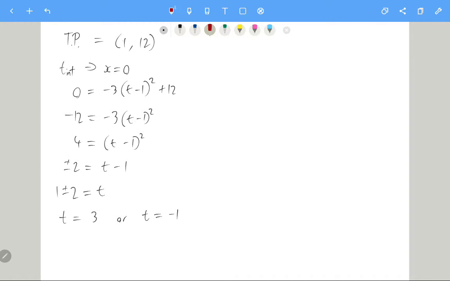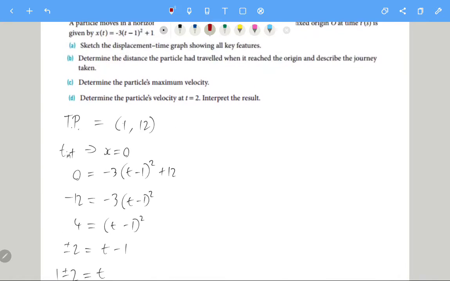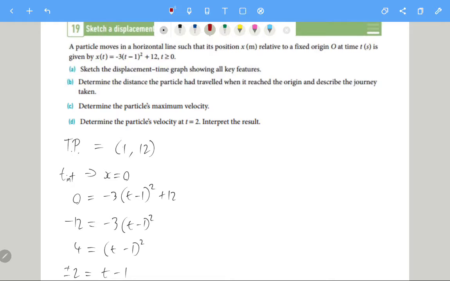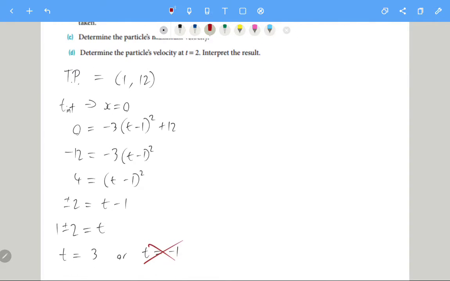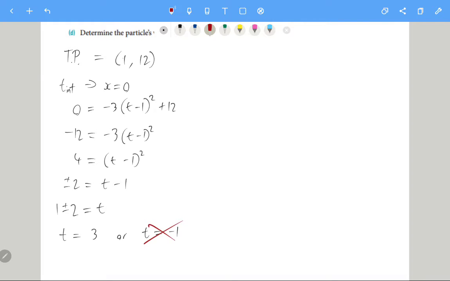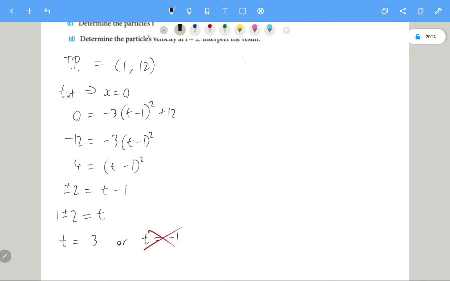Now minus 1 is out. Why? Because we were given a domain. The domain is that t has to be positive. So we've only got one t-intercept, which is going to be at t equals 3. Let's think about our x-intercept. Our x-intercept is going to be when t is equal to 0, and so we can just directly substitute that in.